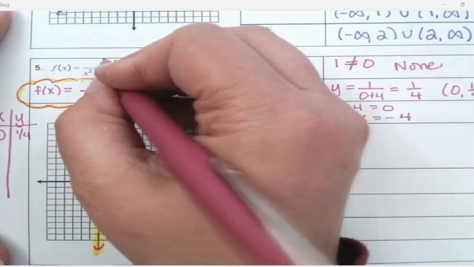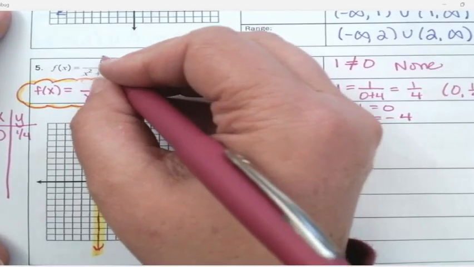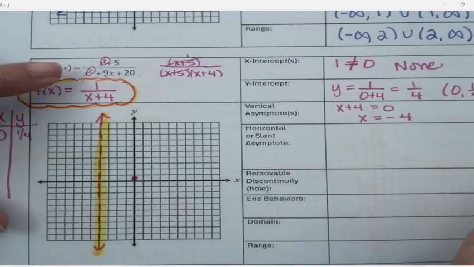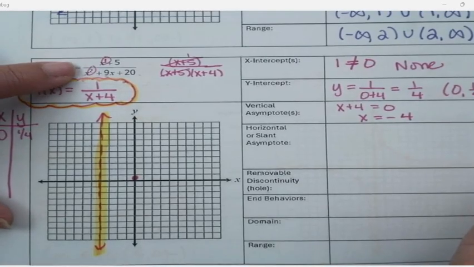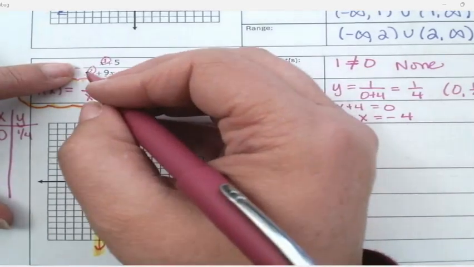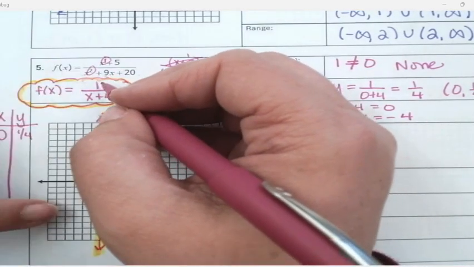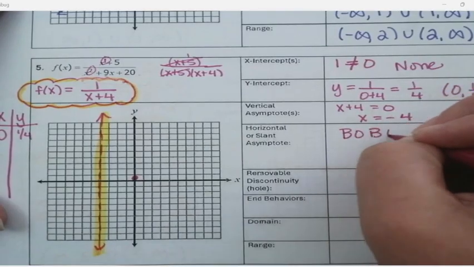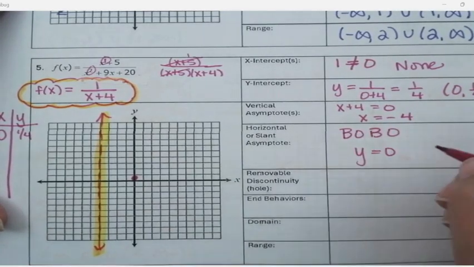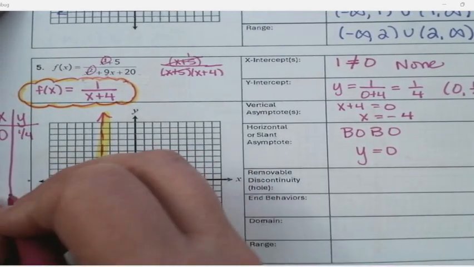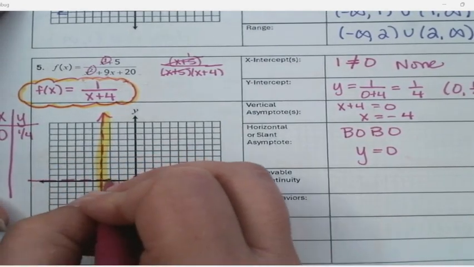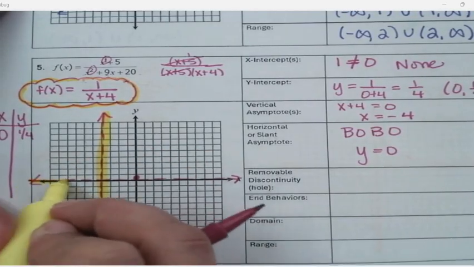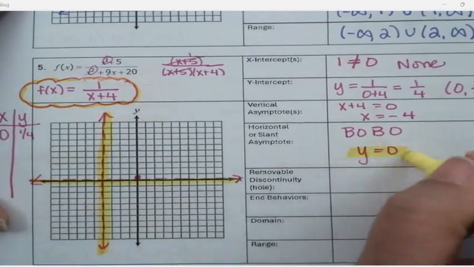Okay. Horizontal or slant asymptote. So I need to look at my exponents. This is x to the first. The bottom is a 2. Am I bigger on top or bigger on bottom, or are they the same? Bigger on bottom. Top is a 1, bottom is a 2. Or here, if you look at this one, top is a 0, bottom is a 1. So I'm bigger on bottom, which is 0. So y equals 0 is my horizontal asymptote. I knew that was probably going to happen because I didn't get an x-intercept.